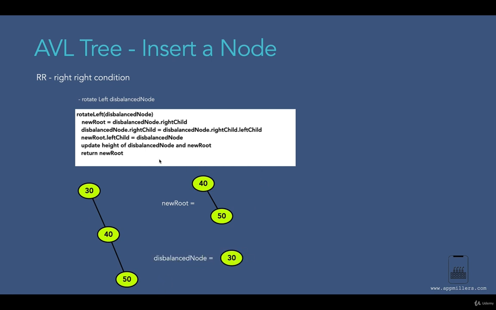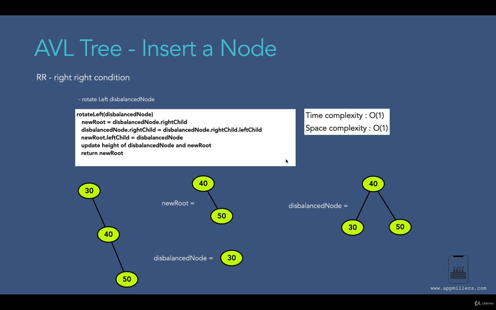Now after doing so, we are going to set the left child of this new root node to this disbalanced node. Now you see that the disbalanced node is 30 and the left child of this 40 over here is missing. So in this case, we are going to update the left child of 40 as 30 over here. Now after doing so, you can easily see that this tree becomes balanced. So with this, we have successfully implemented left rotation on this disbalanced node over here, and we have made it a balanced node. Now this is how left rotation works in case of right-right condition.